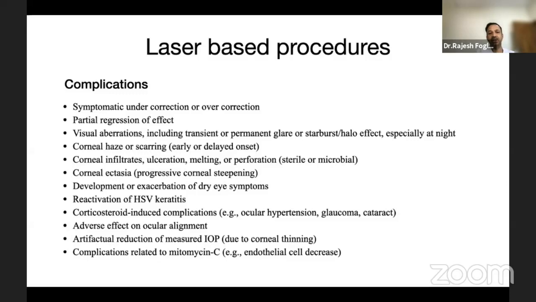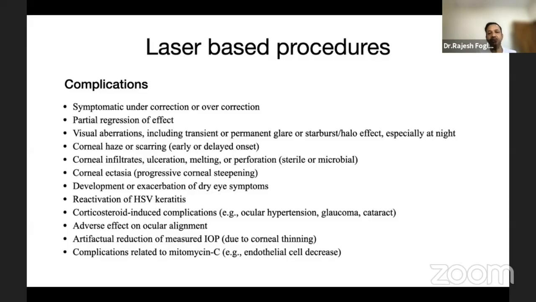With PRK, you can get early or delayed onset haze. So this is something you need to watch out for, and you need to treat appropriately using topical steroids. You can get corneal infiltrates, melting, and if not treated appropriately, you can have perforation as well. Corneal ectasia, although it has the lowest risk in PRK compared to the other laser procedures, can occur, especially if there has been a preoperative corneal abnormality which has been missed prior to the laser procedure. You can have reactivation of herpetic keratitis.